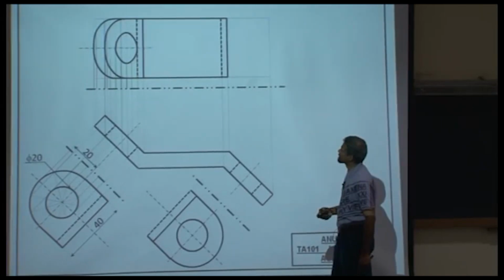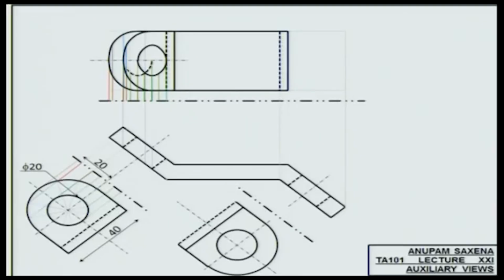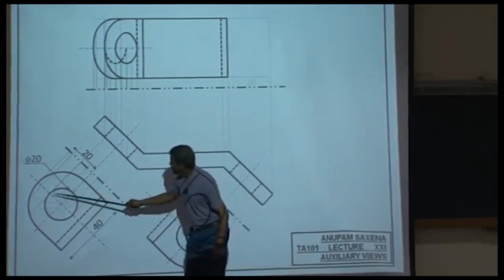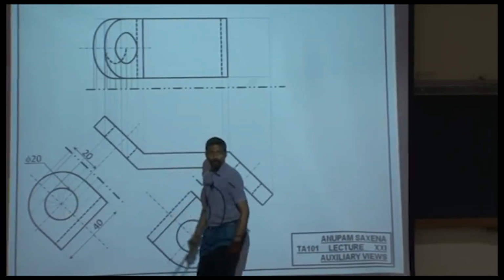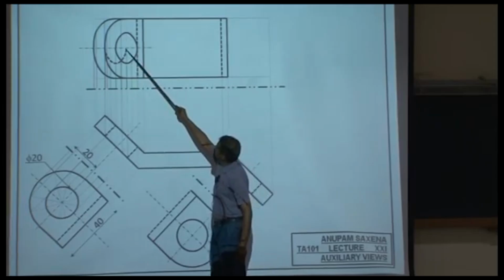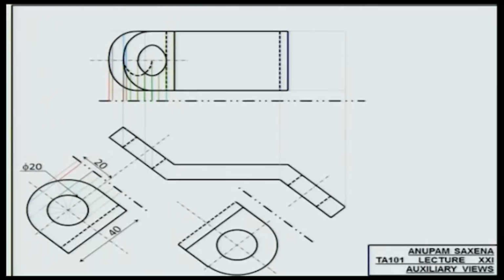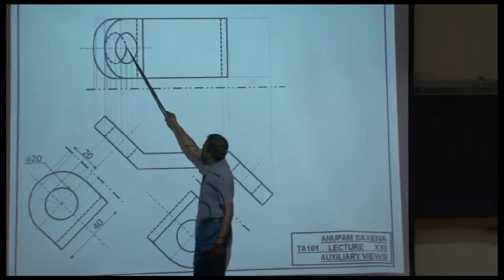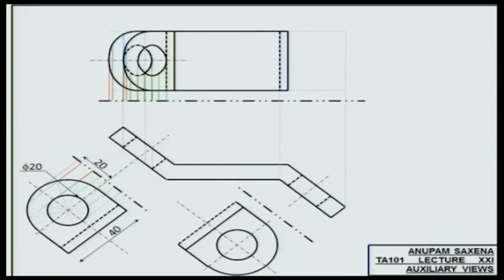I'm just transferring distances. There are going to be many lines. Okay, so this is possibly this part of the circle, and a part of which is going to be visible in the top view. So this would be solid. The other part, the same thing, transfer distances. A part of this circle is going to be visible, so this would be solid. The rest will be hidden.